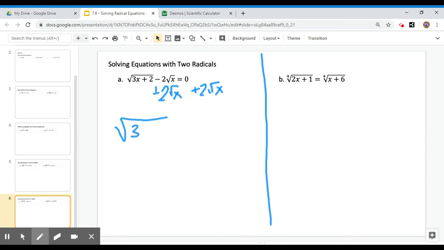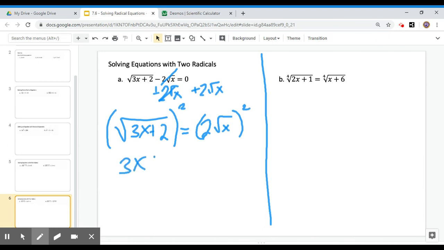So we have square root of 3x plus 2. This we canceled out, and that's going to equal 2 times the square root of x. Now, what we can do is square both sides since this is a square root. So I'm going to square both sides. Now we have to be careful with something here. I will tell you what in a moment.